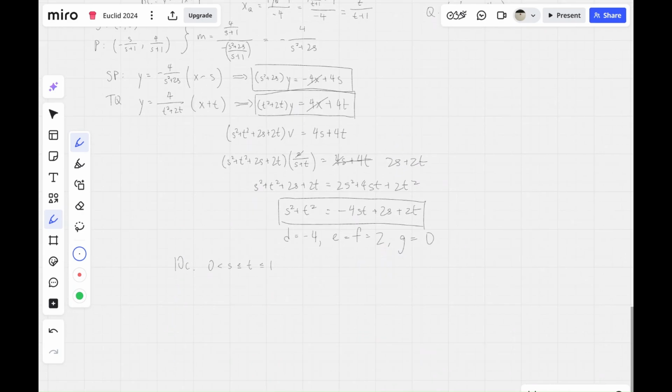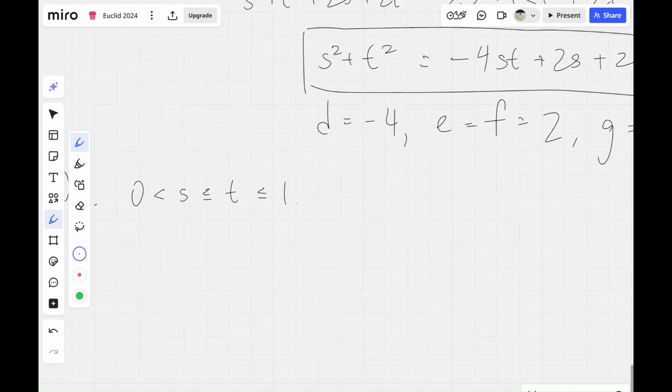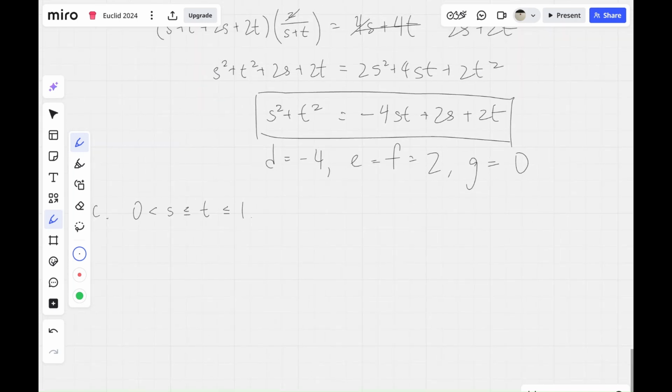Okay. What we're going to do is, since s and t are both rational numbers, let k equal t over s, so that t is equal to ks. Note that since t is at least s, we have that k is going to be greater than or equal to 1.